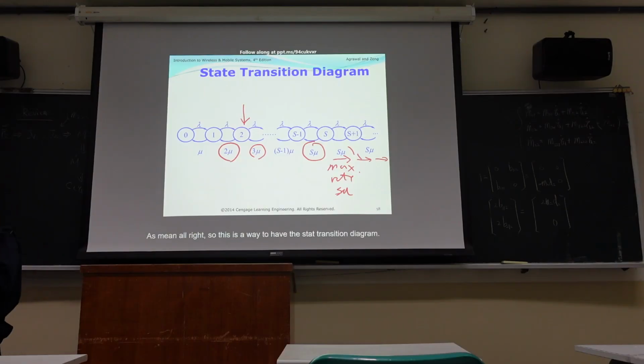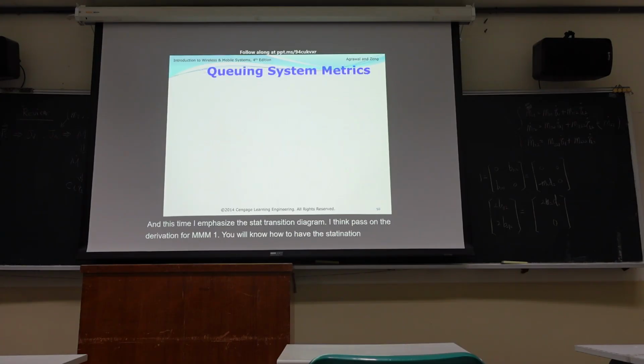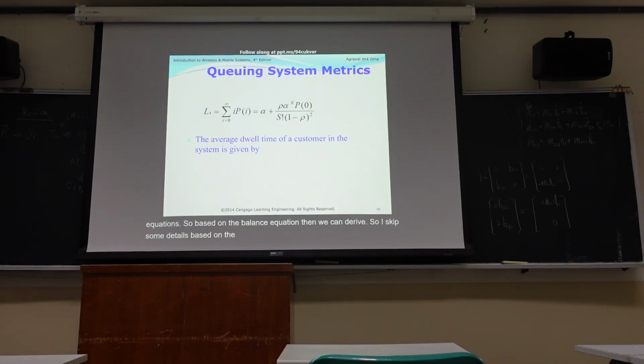And this time I emphasize the state transition diagram. I think based on the derivation for M/M/1, you will know how to get the state transitions or balance equations. So based on the balance equations, we can derive the results. I skip some details. Based on the balance equations, we can derive this.